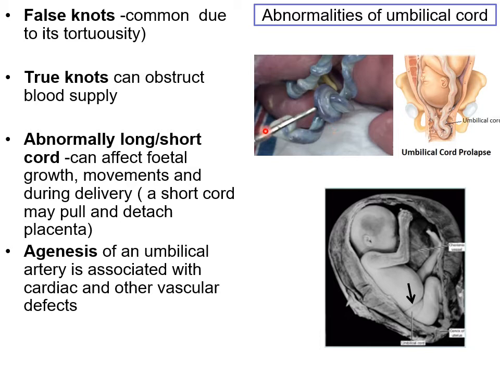Now sometimes the cord, if too long or too short, can cause problems. If it's too long, it can prolapse, or it can wrap itself around any part of the body, around the neck or any part. Again the cord can get obstructed, and this can affect fetal growth, movements, etc. A short cord may result in problems: the fetus is moving around in the amniotic fluid, and if the cord is short, it may pull on the placenta, causing hemorrhage and detaching the placenta before full term. Sometimes there is an agenesis of one of the umbilical arteries or any vessel, and this is usually associated with cardiac and other vascular defects.